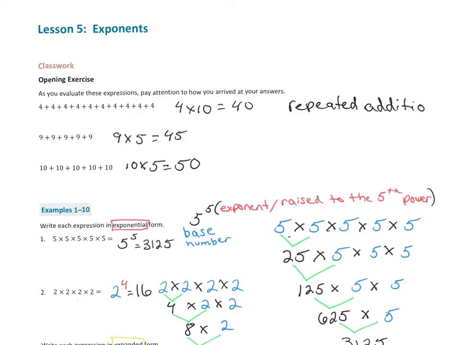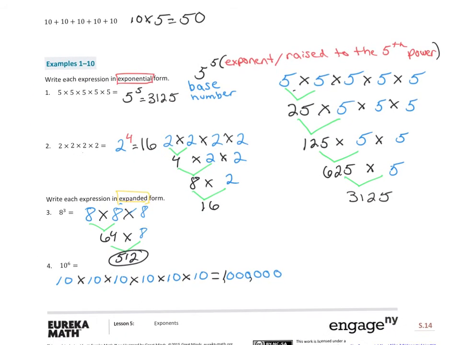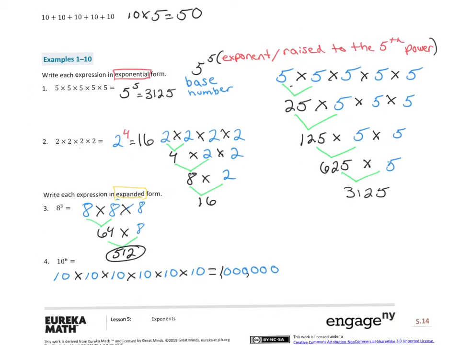Because it used the addition symbol. We then saw 5 tens and called them 10 times 5 and said that was 50. We then went down and looked at examples 1 through 10, where we talked about exponents and particularly writing an expression in exponential form. An expression is the list of numbers with the multiplication signs without an actual answer.